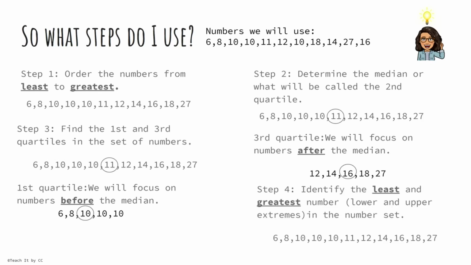Our fourth and final step is going to be to identify the least and greatest number. We will also call these the lower and upper extremes in the number set. You may have also heard the terms the minimum and the maximum number. So if we're looking for that, we're going to focus on the first number, which is 6, our least or lower extreme, and 27, which is the greatest or our upper extreme.